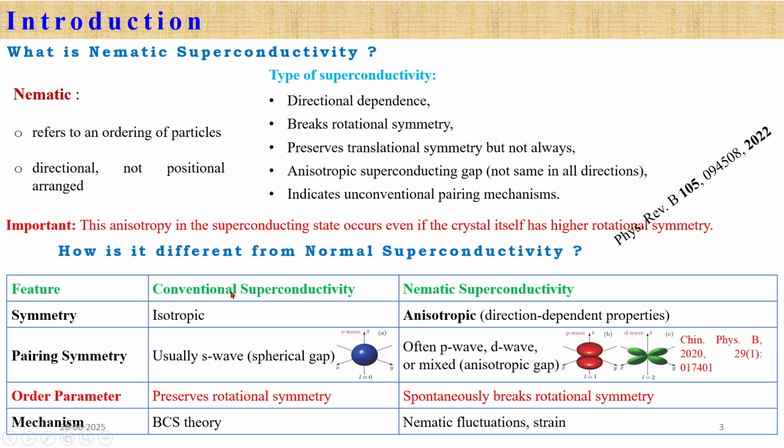So the comparison is that the conventional superconductor preserves the rotational symmetry, but nematic superconductors spontaneously break the rotational symmetry, and the conventional superconductor strictly follows BCS theory, but nematic superconductors do not follow BCS theory because of the unconventional pairing mechanism.